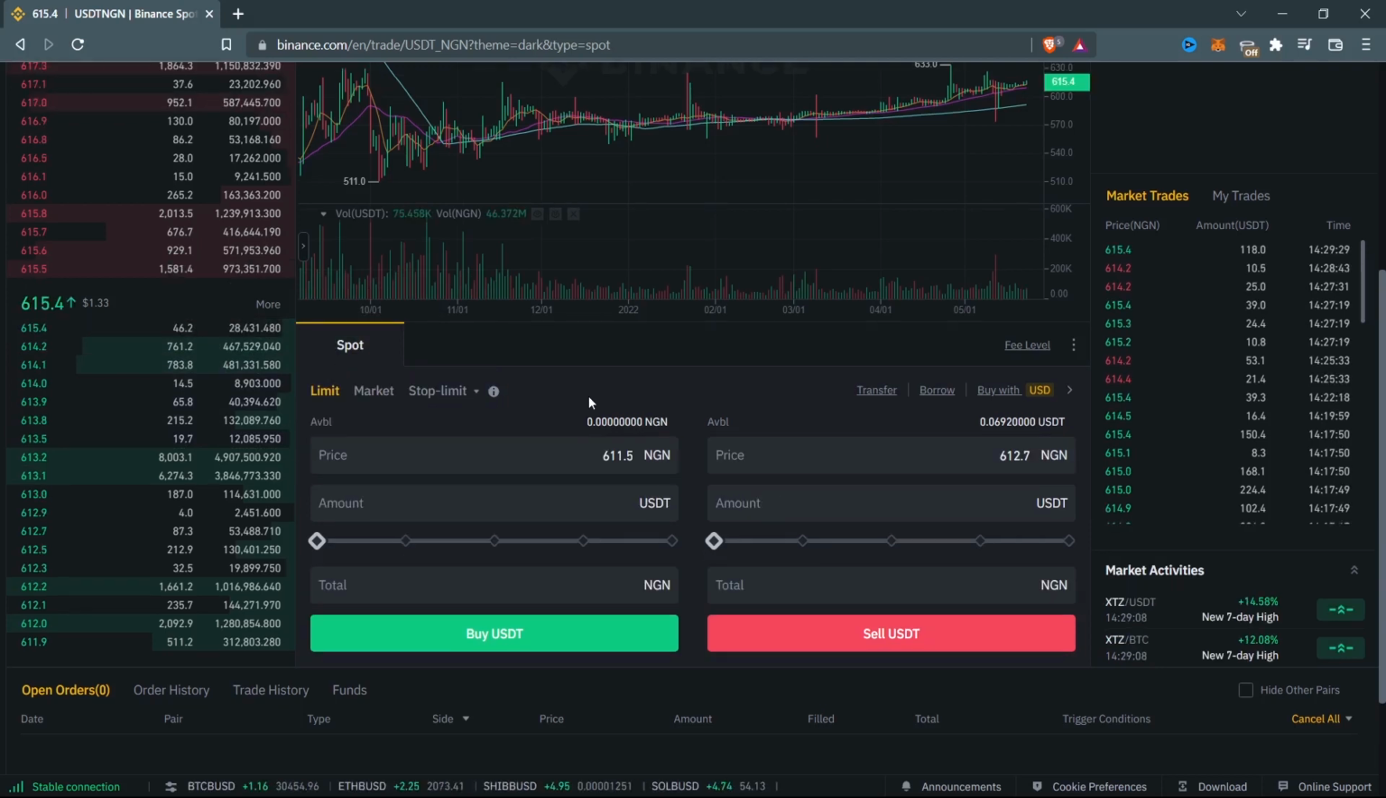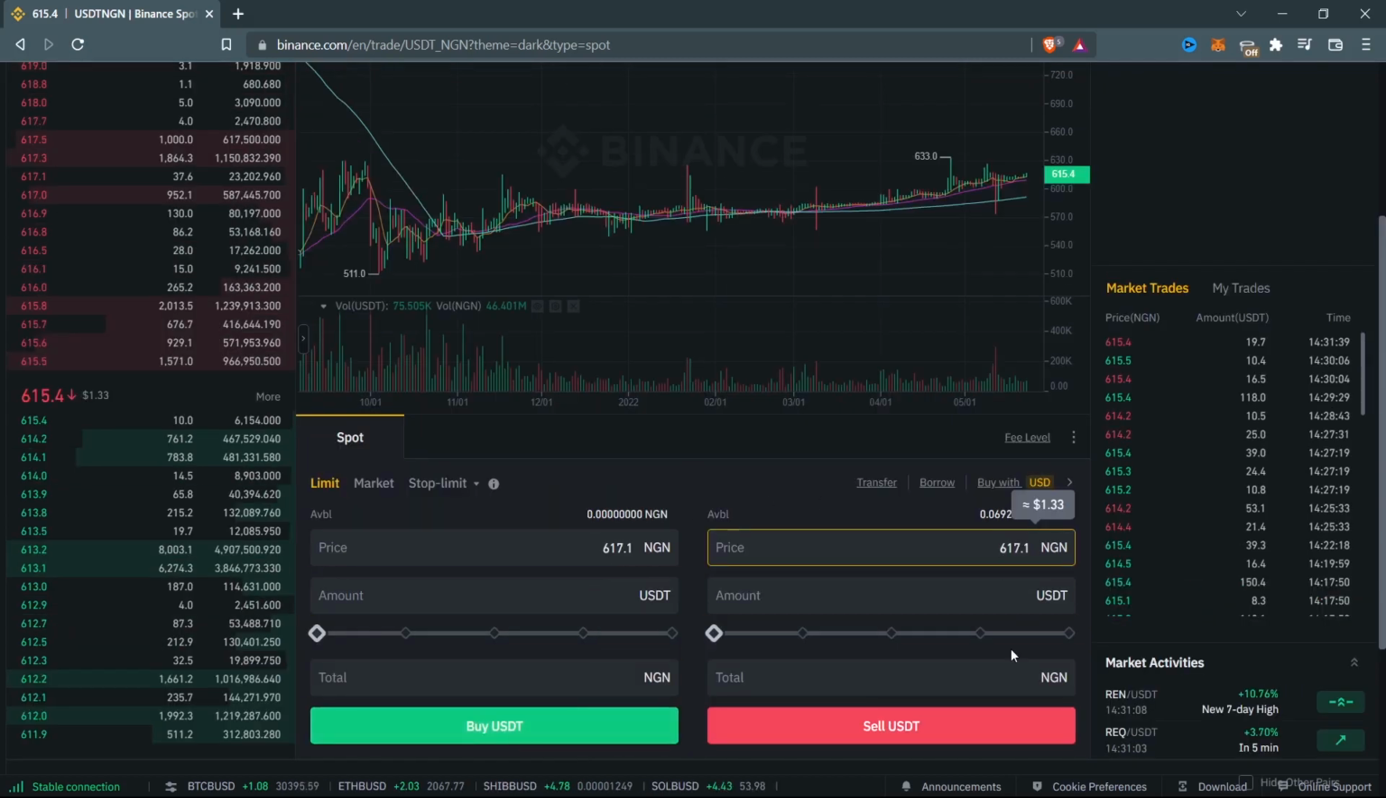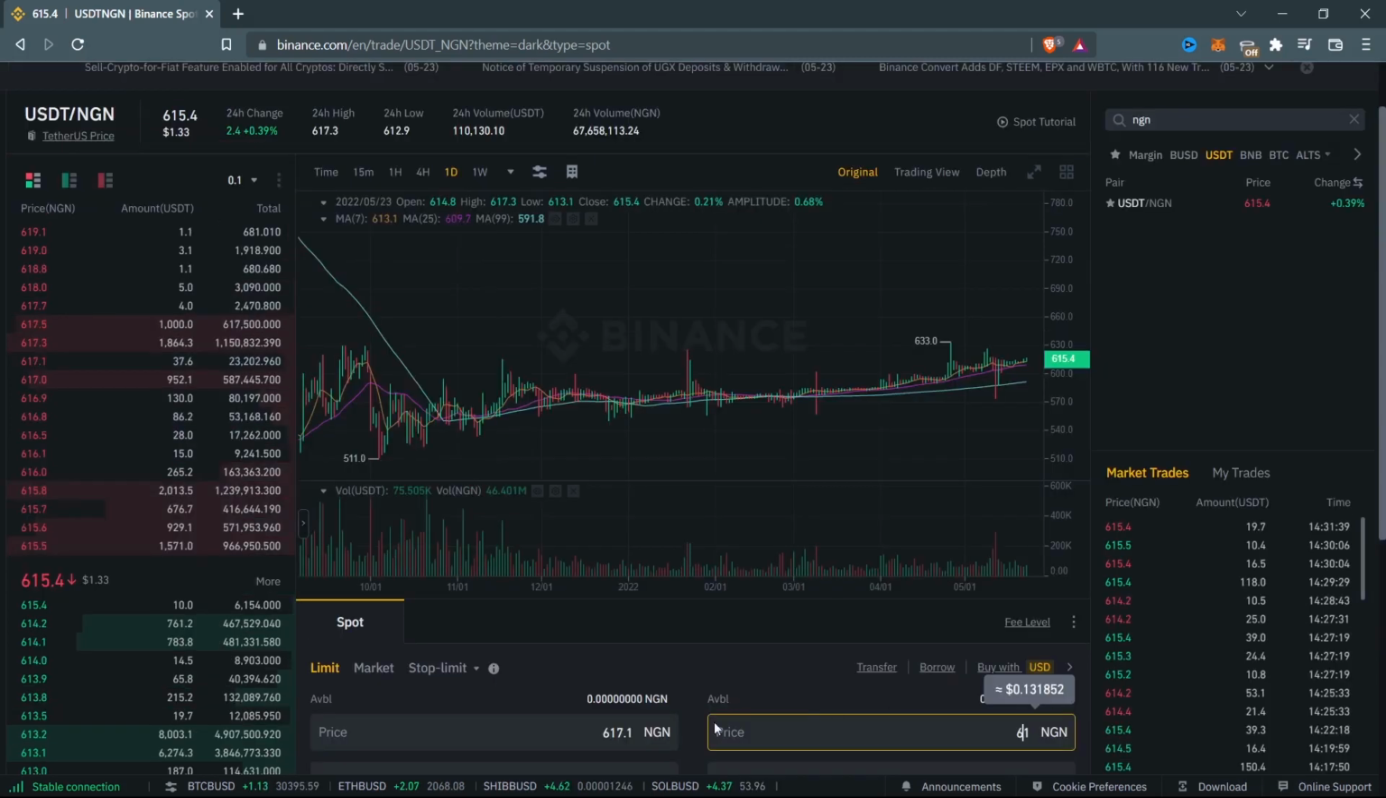For example, if I don't want to buy NGN at this price, I'll go to limit right here and tell the system, well, I want to buy NGN when the price hits 611.5 per NGN, and put the amount of USDT you have right here. Same thing applies right here. If you want to sell NGN at a higher price, just go ahead and set your own price right here or choose from these orders.